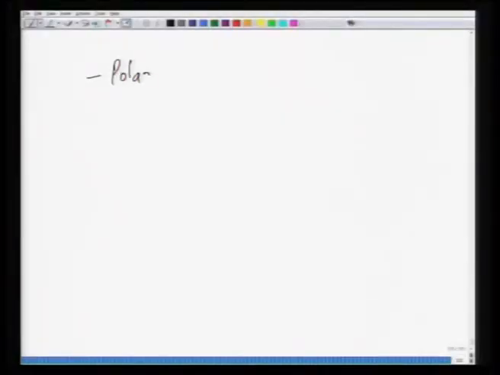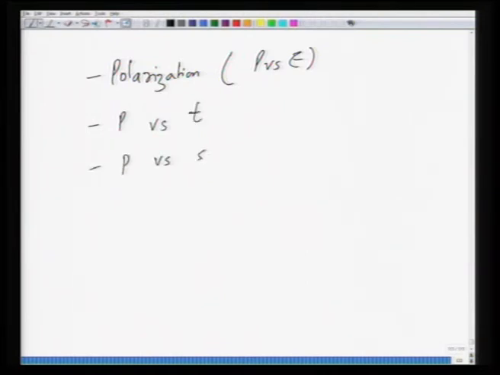This is a very simple circuit. Many people have designed equipment in their own labs based on this circuit. However, nowadays you have a variety of commercialized instruments available which can do not only polarization measurements. You can do measurements like polarization, which is basically P versus E. You can also measure polarization versus time. You can also measure polarization versus switching cycles, and a variety of these measurements are available.